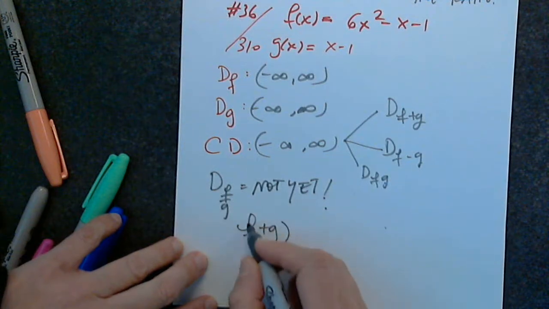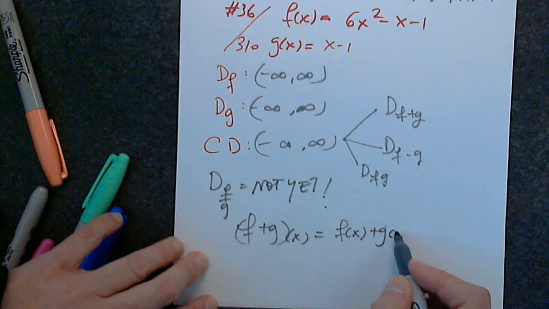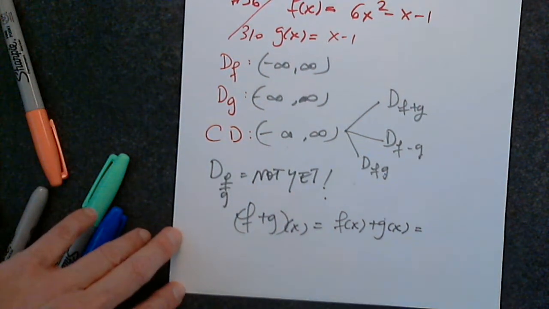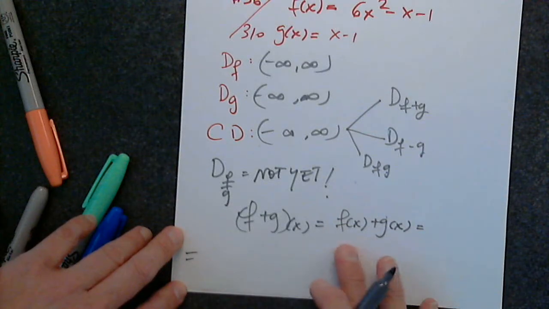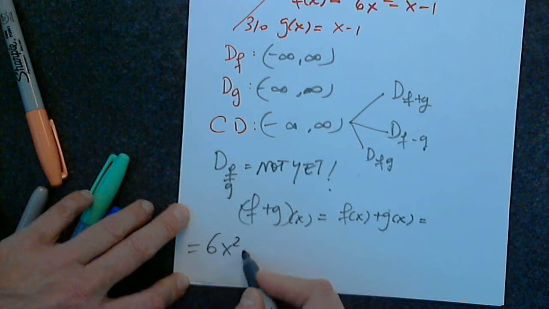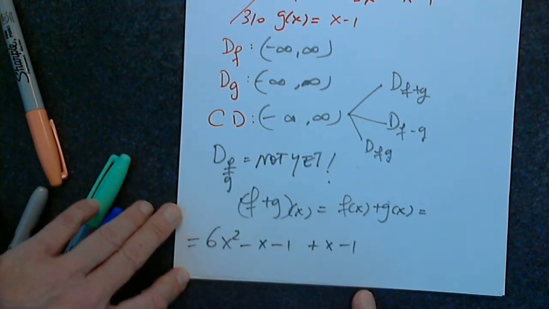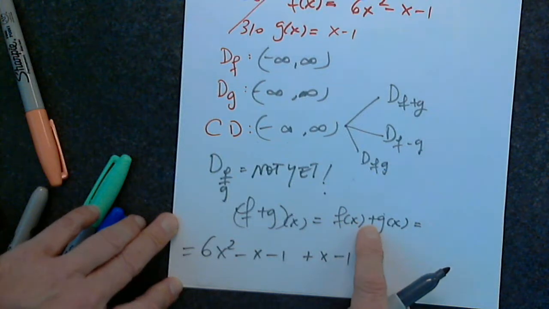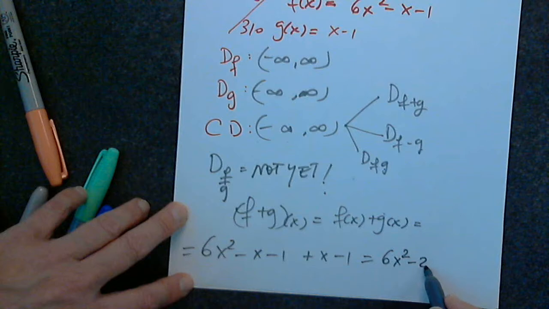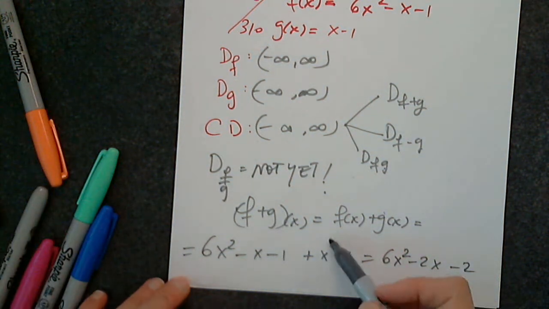So let's find the sum. f plus g of x. I have to write the definition first. Please do not jump ahead. I know you can, and you'll get full credit from me, but please write the definition so you don't forget what it means, and then copy them. 6x squared minus x minus 1 plus x minus 1. I copied f of x. I added g of x. I have to combine like terms. I get 6x squared minus 2x minus 2.